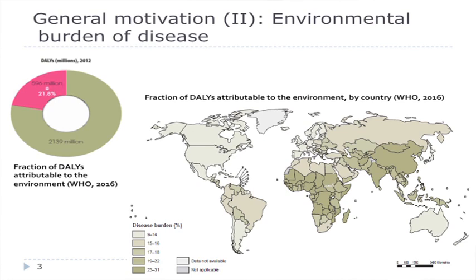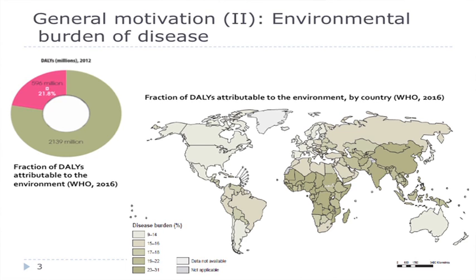So this pie chart shows the environmental burden fraction of disease, which is about 21%. In 2004, it was about 25%. So that fraction has been declining slightly over time, but it's still significant. These are disability-adjusted life years, so it's an aggregate measure of mortality and morbidity.